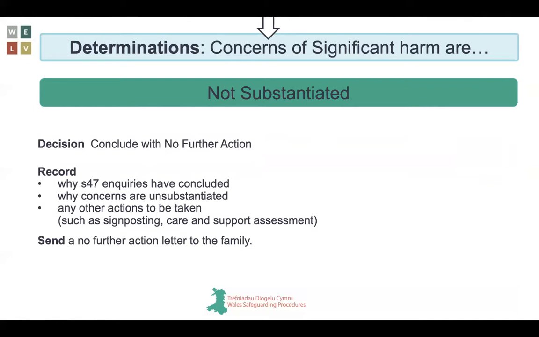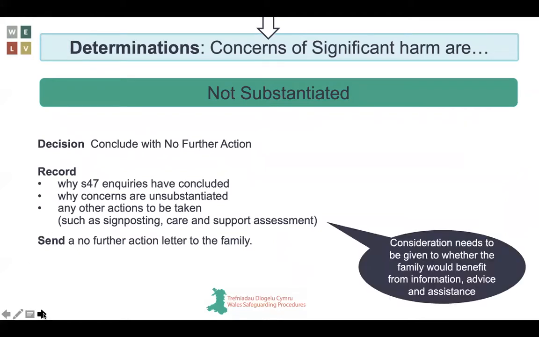In reaching this determination or this decision, there must be a record made of why the Section 47 inquiries have concluded, why the concerns are unsubstantiated, and any other actions to be taken. A no further action letter will then be sent to the family. What should be considered, however, is that there may be a need for some further or ongoing information, advice, or assistance for that family to help them to manage any challenges or issues they may be experiencing.